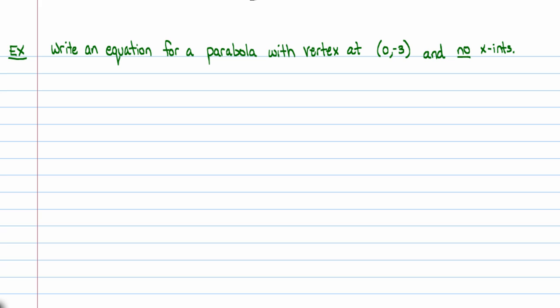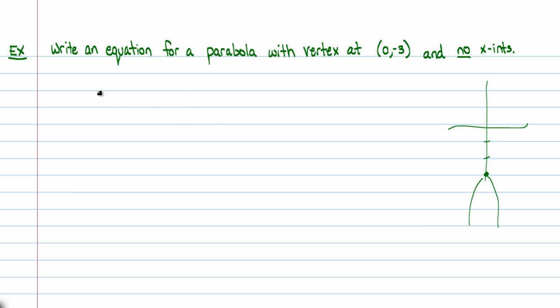Now, as a final interesting example, we're being asked to find an equation for a parabola with vertex at 0, negative 3 and having no x-intercepts at all. Now, I'm just going to quickly graph this. 0, negative 3 is right here. And if we don't have any x-intercepts, that means that we're opening down, right? There's a lot of parabolas that actually satisfy this.